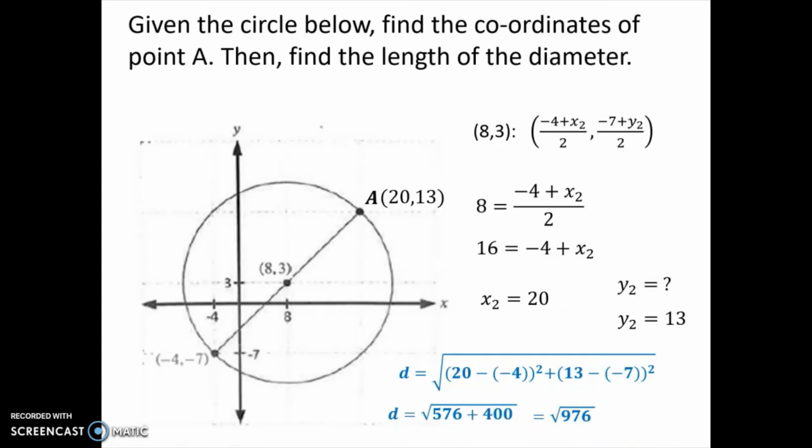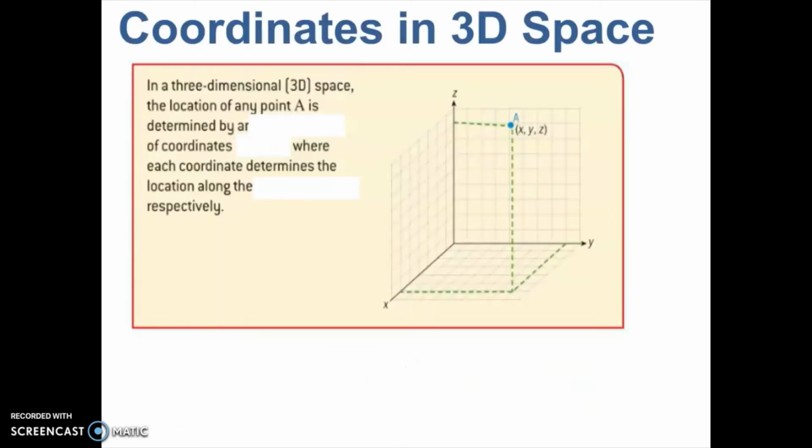All right, let's take this to the next level now. You've had practice with basic midpoint and distance formulas. Let's take this to 3D space. Okay, maybe you've seen this, maybe you've never seen it before, but we're going to talk about 3D space now. You are used to x and y coordinates. That is in 2 dimensions.